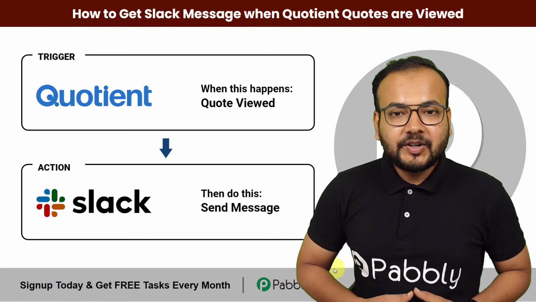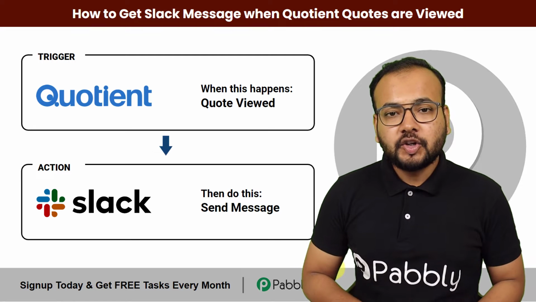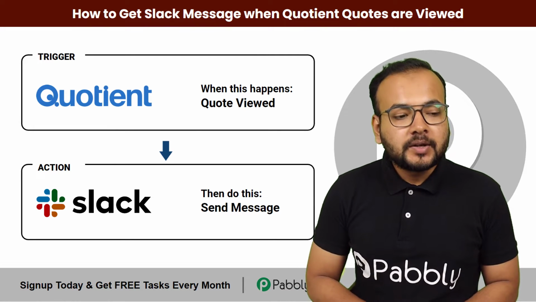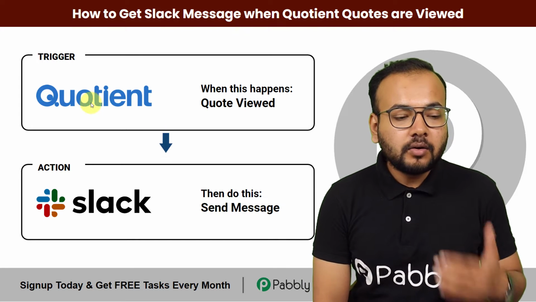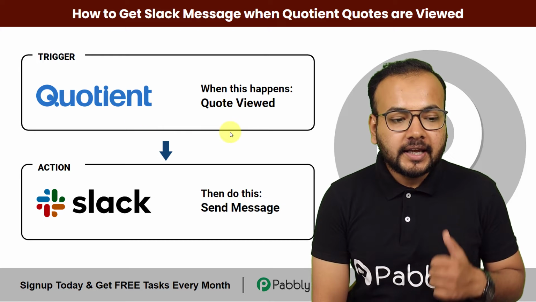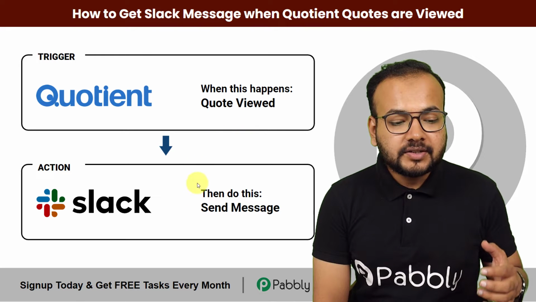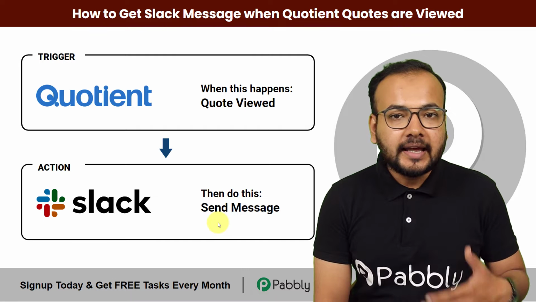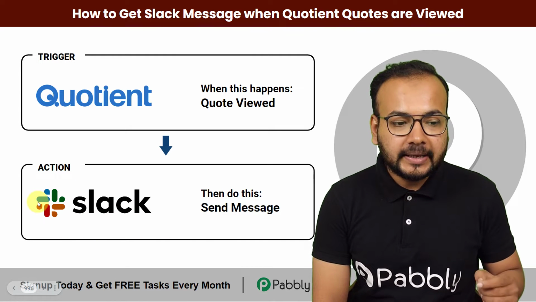Guys, in this video, you will learn how you can get a message on Slack whenever your prospect or your lead views your quotation. For that, we are using the Quotient app to create a quote, and we are going to send this quote to the client or prospect, and as and when that prospect views your quote, a message will be delivered to you or your team on a Slack channel automatically. For that, we are going to connect Slack as the action application.